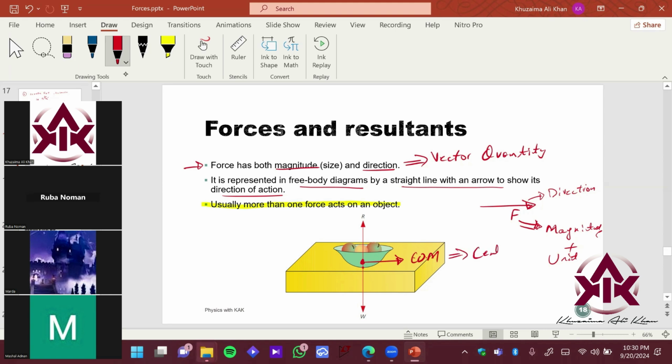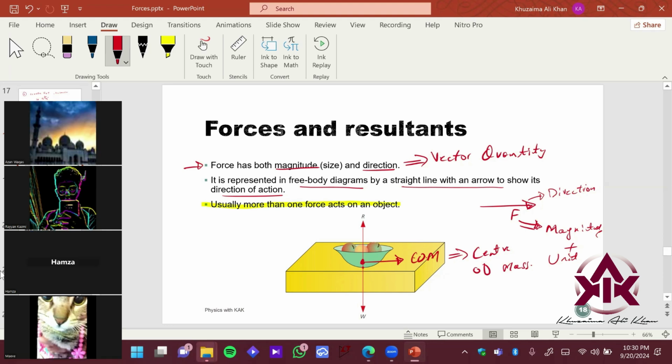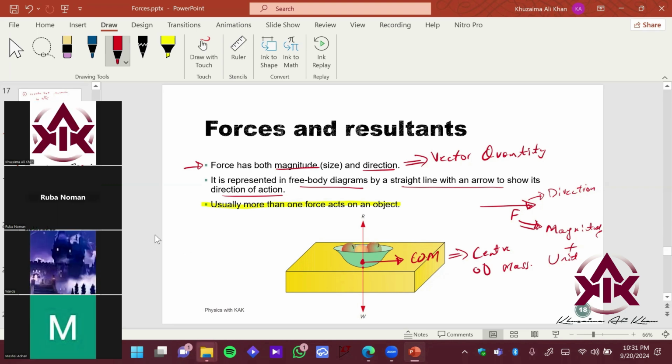So what is center of mass, Hamza? What is center of mass? Is Hamza here? Yes. Hamza, what is center of mass? Anyone else who wants to participate and explain center of mass? I want you guys to answer this question.